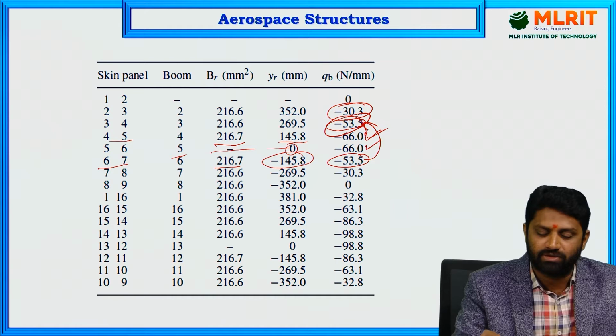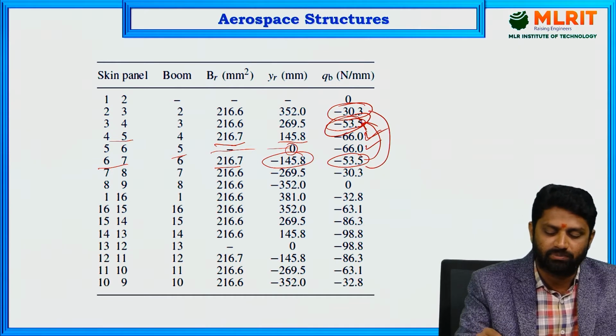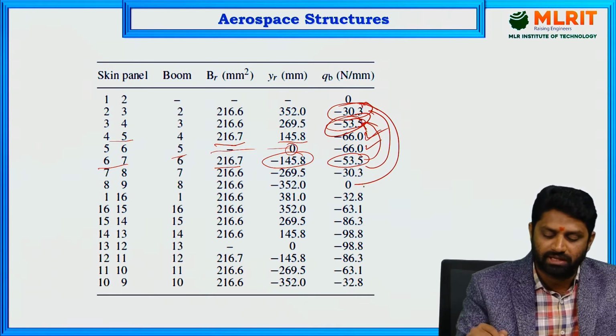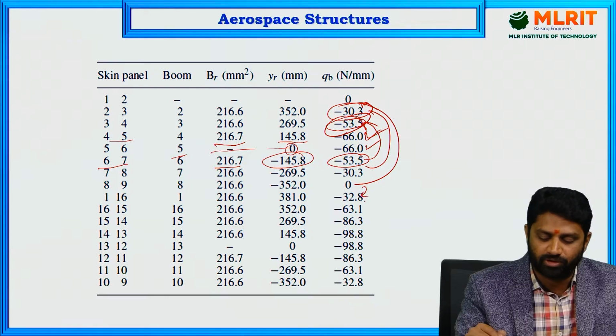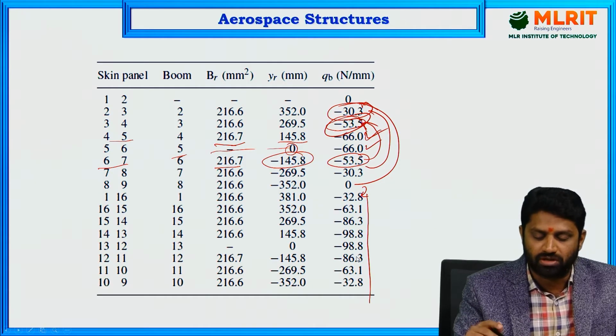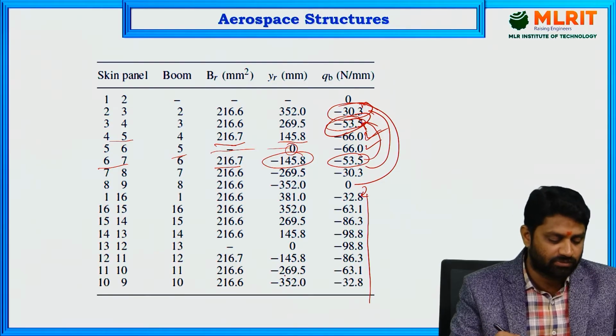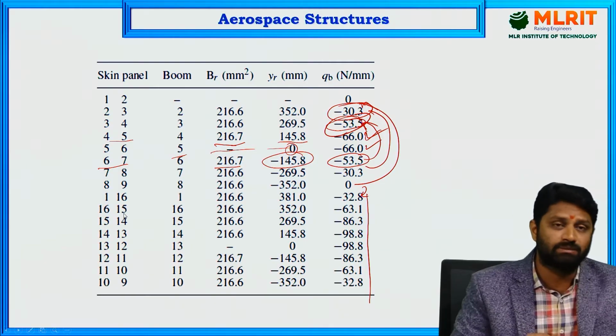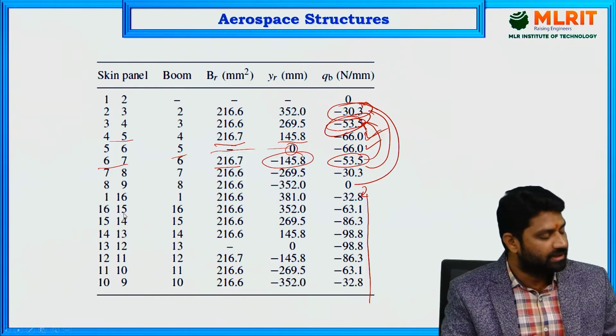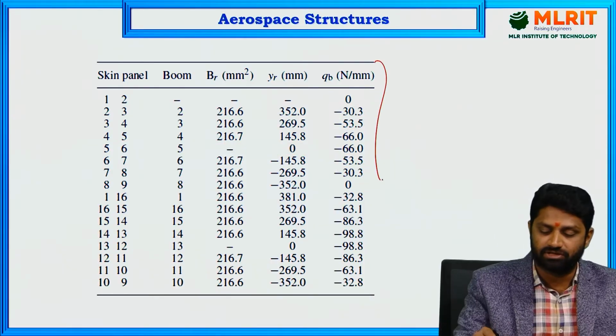Then again when you do the next one, then you are going to get 30.3, then you are going to get 0, then you are going to get the next one as minus 32.8 and so on. So these are all the open section shear flows what we got for all the 16 booms. So coming to all the 16 panels. Okay, so all these panels, first you have to calculate the shear flow distribution like this.